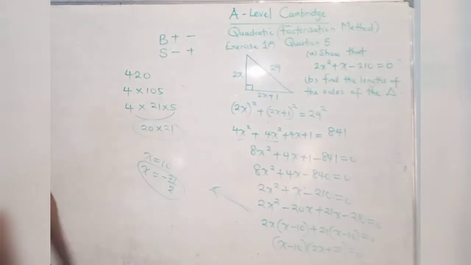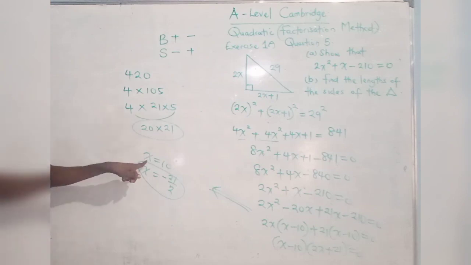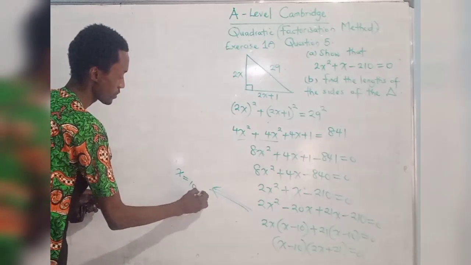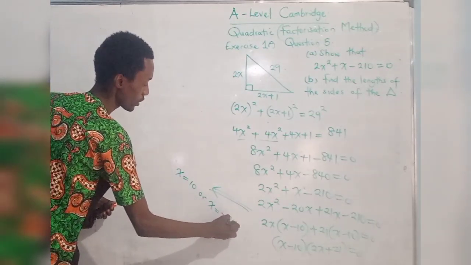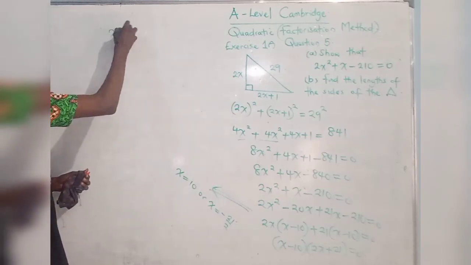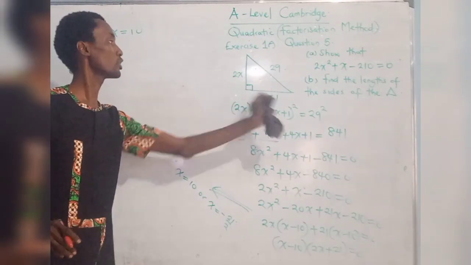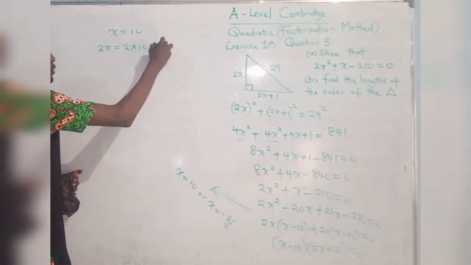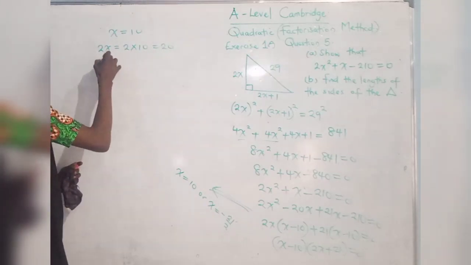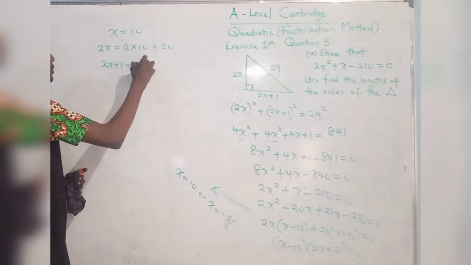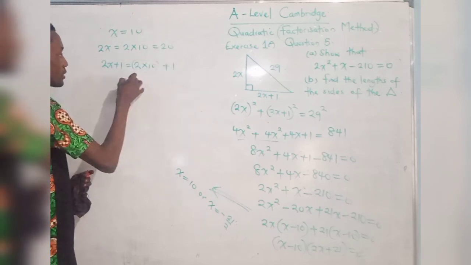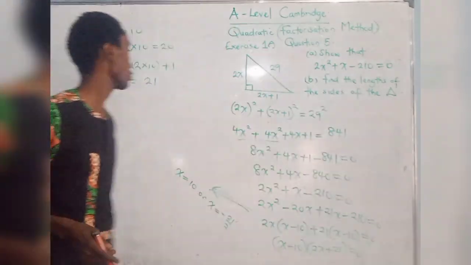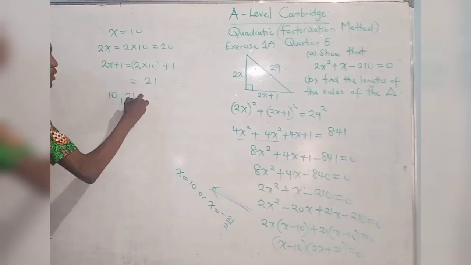Because what we're dealing with is length, the information that's important to me is x equal to 10. So I will simply say that x is equal to 10, and I will apply that to the knowledge of the sides. From this, 2x will simply be 2 times 10, which is 20. And 2x plus 1 will simply be 2 times 10 plus 1, which is 21. So obviously the lengths of the sides of this triangle will simply be 20, 21, and 29.